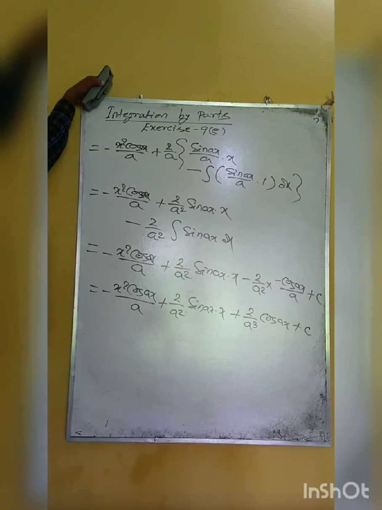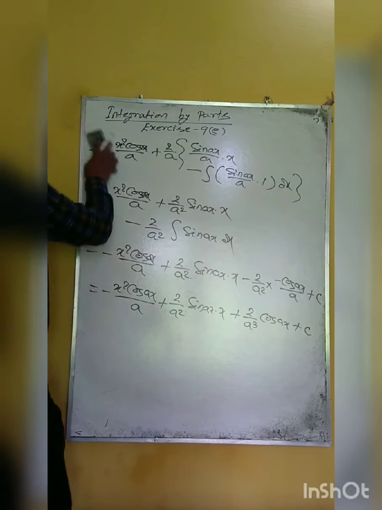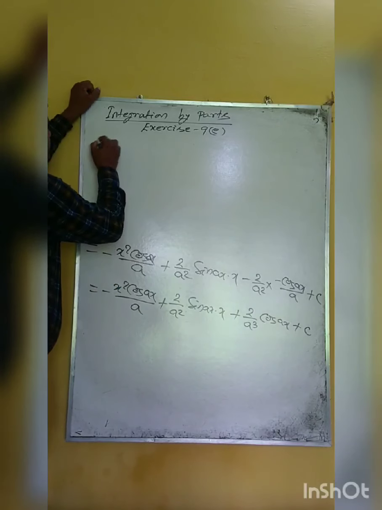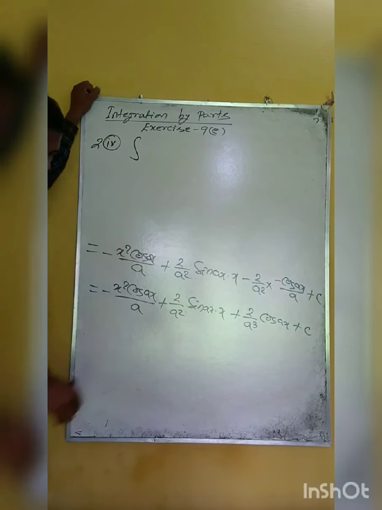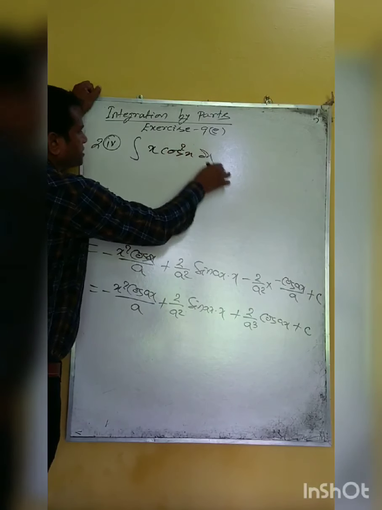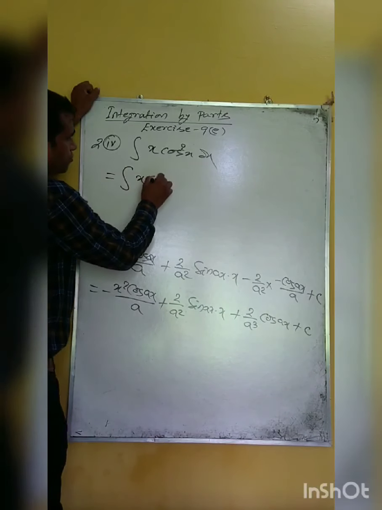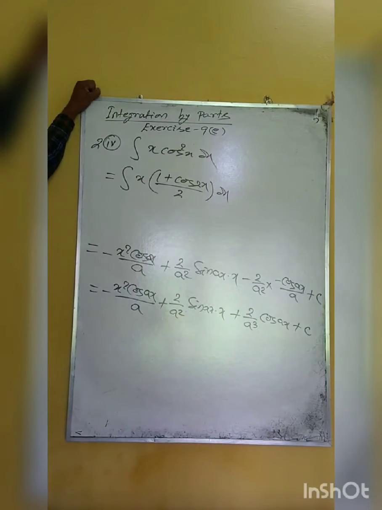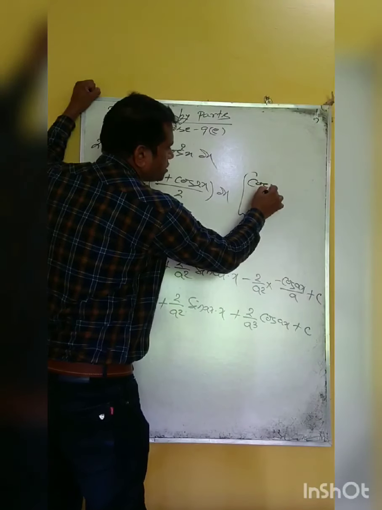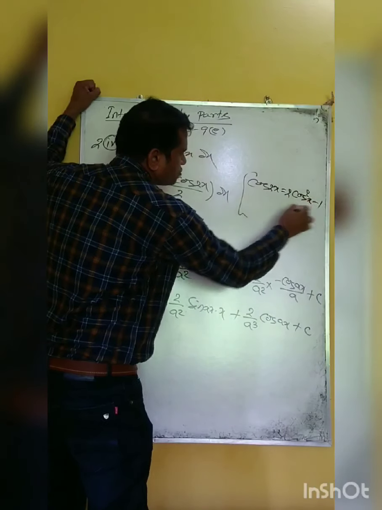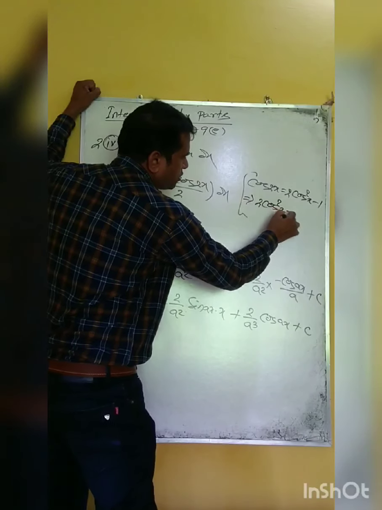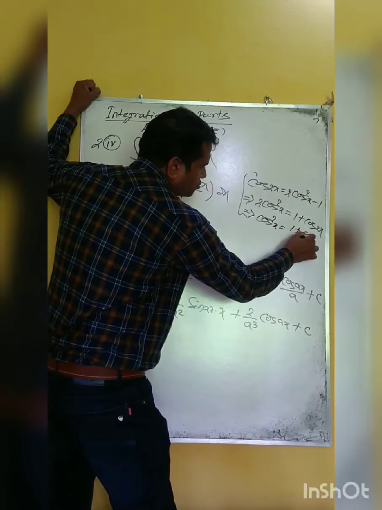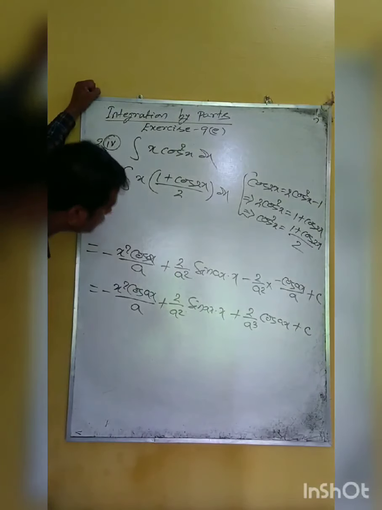Okay, next we integrate another problem, number 2 I B. Integral x cos square x dx, that equals integral x into 1 plus cos 2x divided by 2, whole dx. Here cos 2x is equal to 2 cos square x minus 1, that implies 2 cos square x is equal to 1 plus cos 2x, that implies cos square x is equal to 1 plus cos 2x divided by 2.